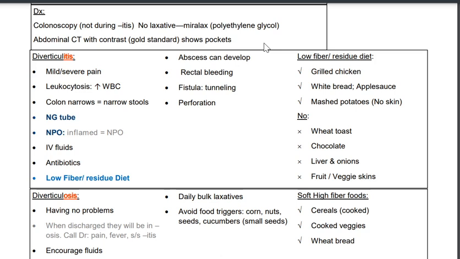We would get the CT report from the patient and they say, the ER told me I have pockets in my colon. All right. So you would, and most people would think, oh, you would automatically want to do a colonoscopy and look.